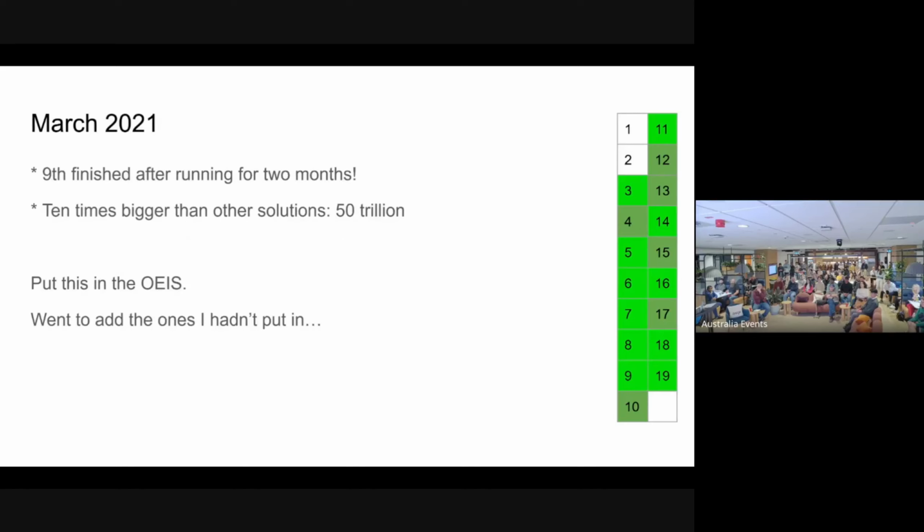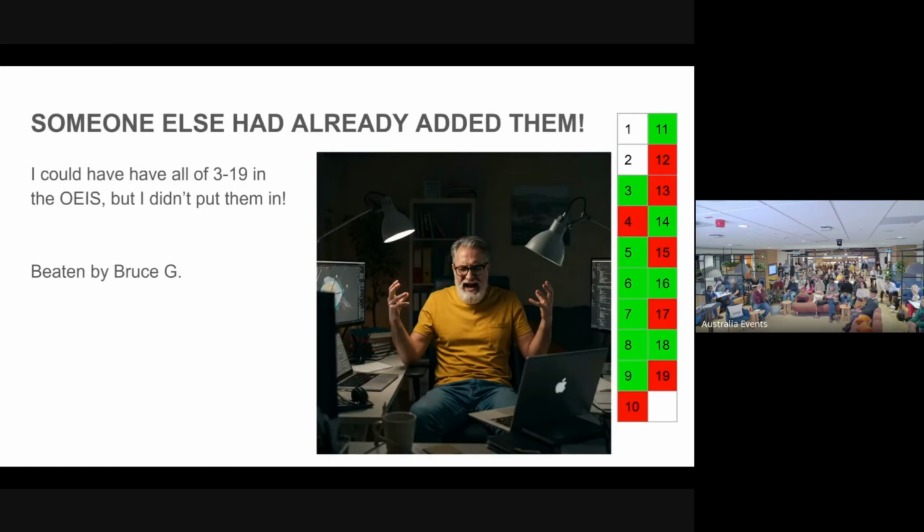So it actually took 2 months. So this laptop sitting in the corner running for 2 months, eventually found the next solution to the 9th power. And it was like 10 times bigger than the other solutions, right? It's 50 trillion. So I put the 9th power in the OEIS, I've got it in, and now I've just got to put all these other ones in that I found 2 months ago. But someone else had already put them in.